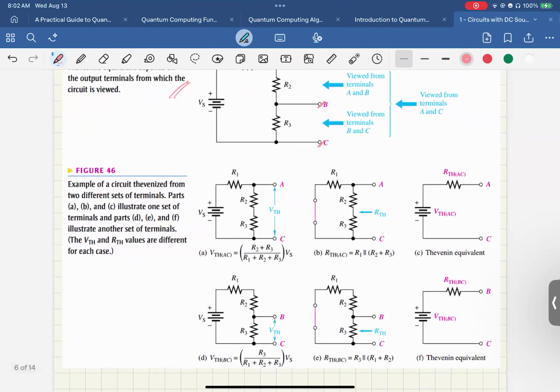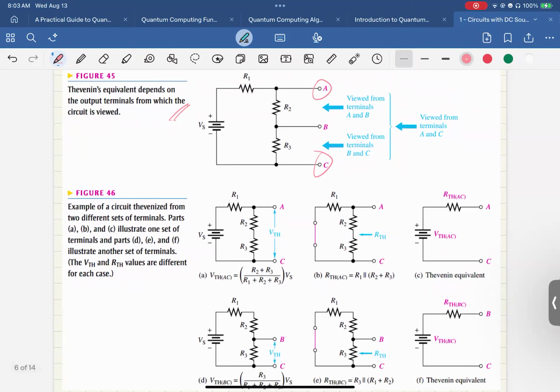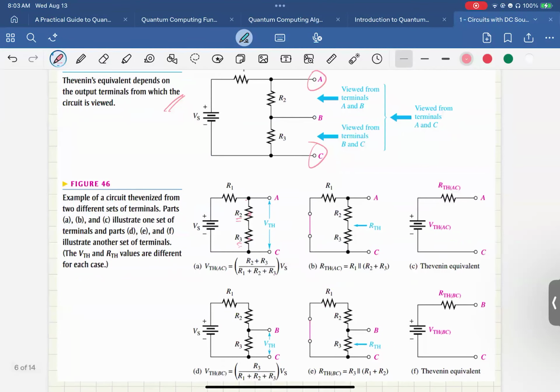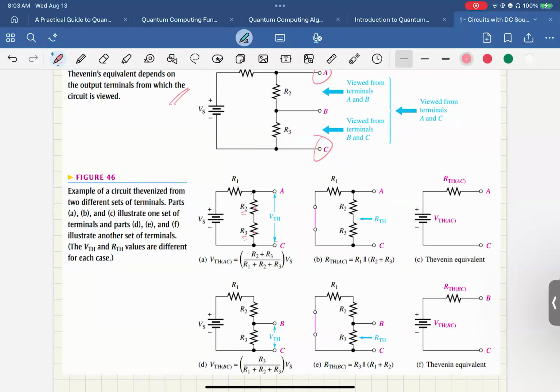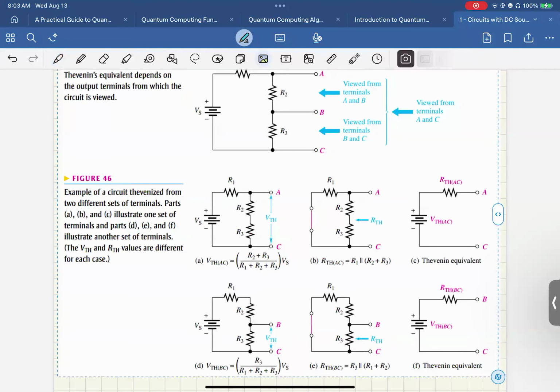We can see that in this example. Let's say we're looking at points A and B. So the terminals we want to look at are A and B. We already know that VTH here, again, is a voltage divider circuit, where we take the output across R2 and R3. So our Thevenin voltage here is R2 plus R3 divided by R1 plus R2 plus R3 times V sub S.